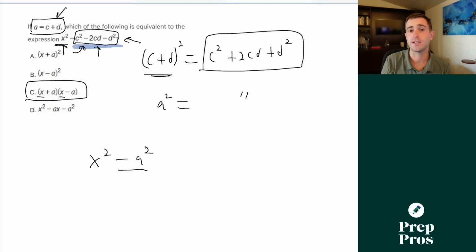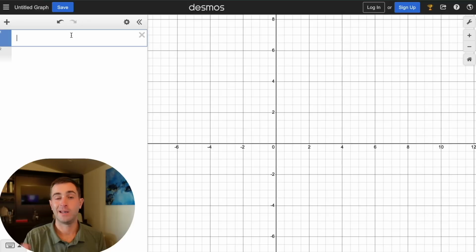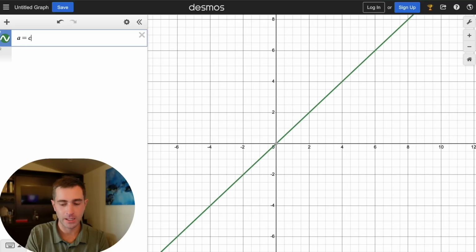So let's jump over to Desmos and go through a hack. Now this is actually one of my favorite Desmos hacks. It's just a bit of a trickier version of this, and this is what I call the equivalent hack. If things are equivalent, they're graphically the same. So we just need to start breaking all this stuff down. What we know is we were told that a equals c plus d.